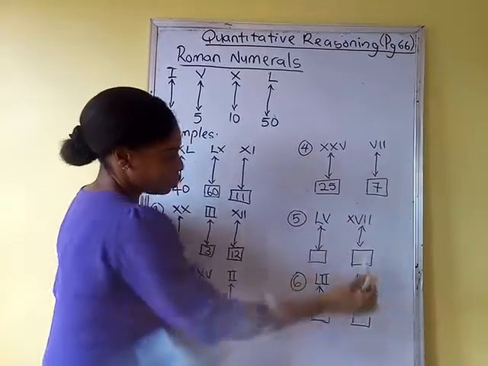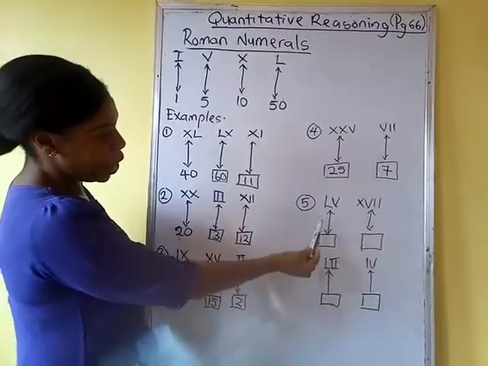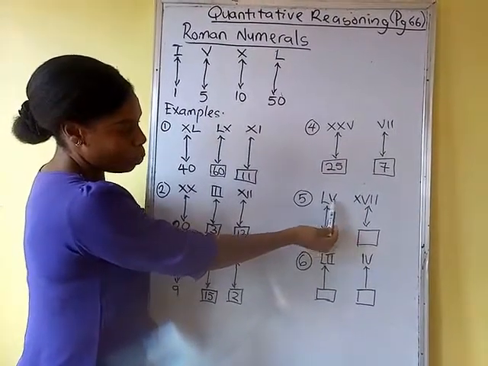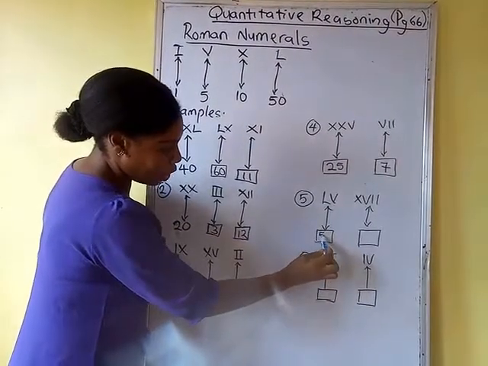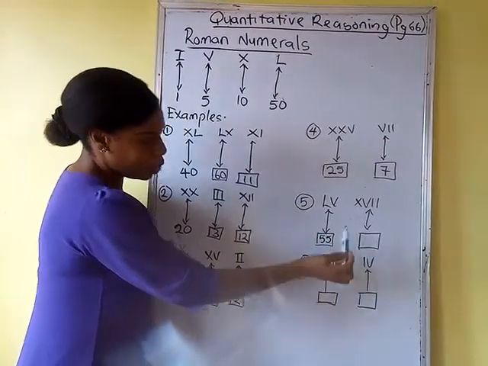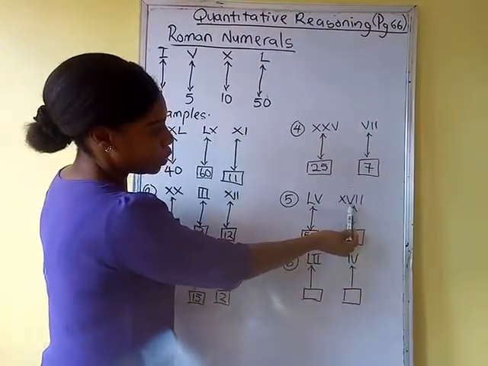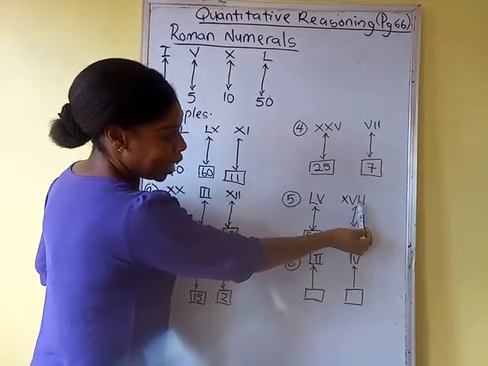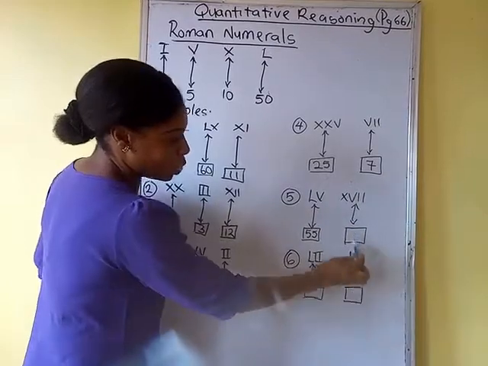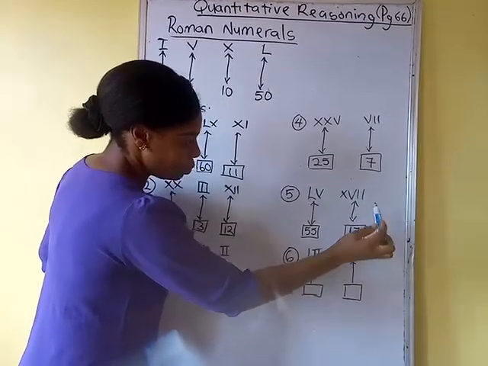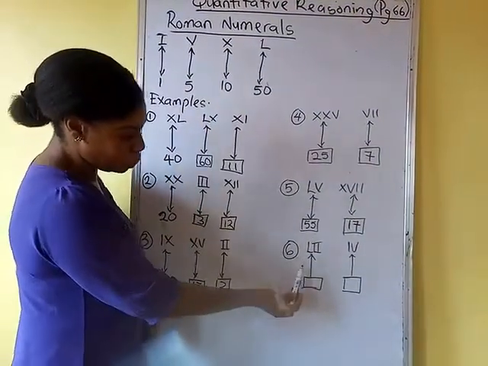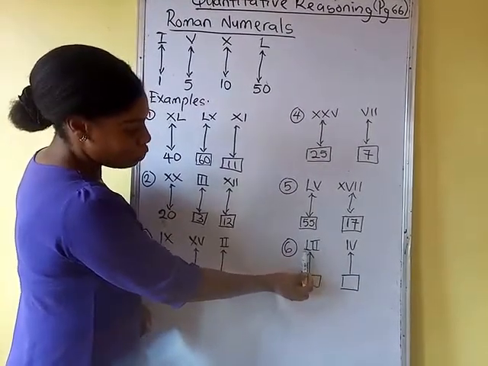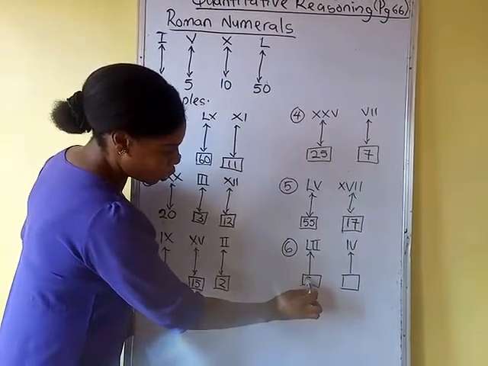7. Now look at this. L is 50. V is 5. When you add them, 50 plus 5 gives you what? 55. XV is 15. When you add 15 plus I is 2, it gives you what? 17. Now look at the last example. L is given to be what? 50. I is 2. 50 plus 2 gives you 52.